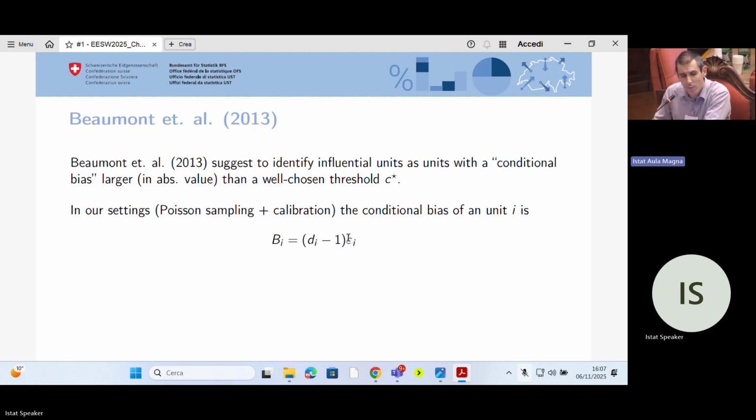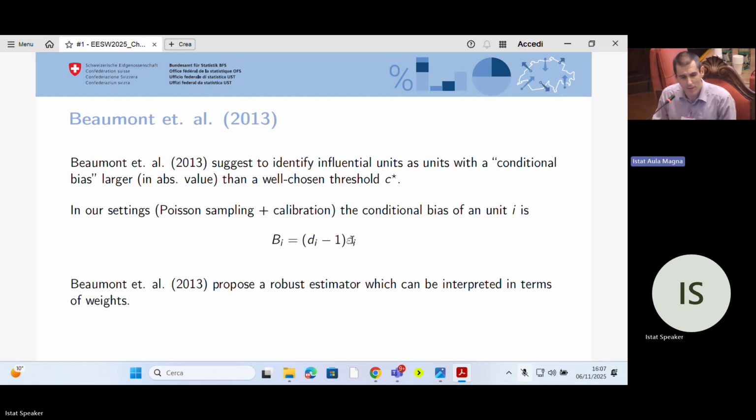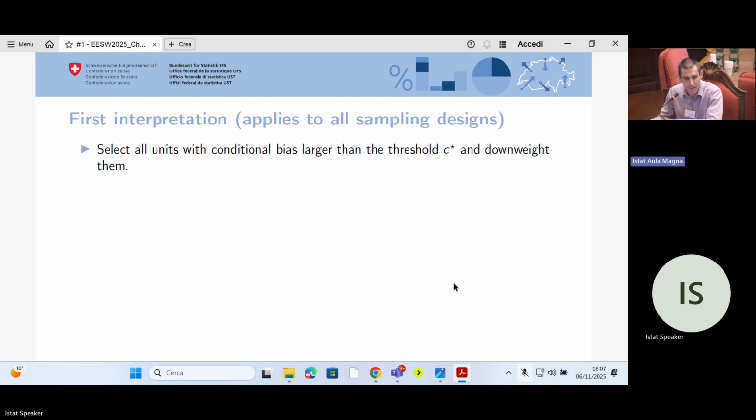So it depends on the residual and on the weight. If you have a weight of 1, no conditional bias. If you have a large weight and a large residual, you have a large conditional bias. So that's a quantity which we found interesting. And Beaumont, yes, he proposed an estimator which can be interpreted in terms of weight, and I'm going to detail this point. So what Beaumont proposes in terms of weight, that would be to select all the units which have a conditional bias larger than a threshold, C star, and to downweight them. And he says how to compute C star.